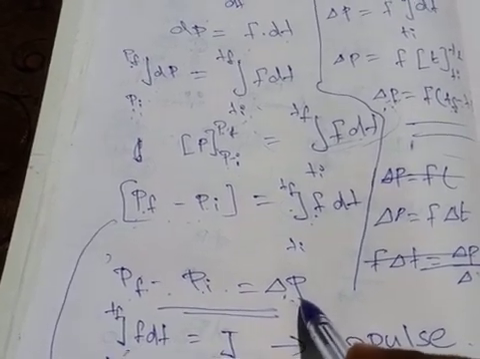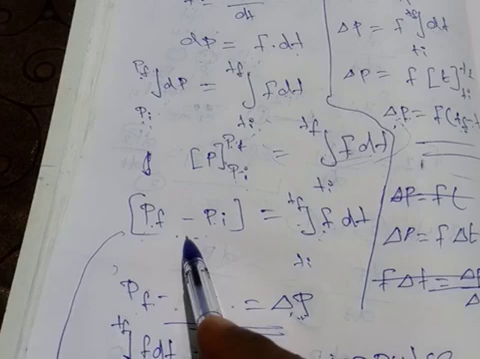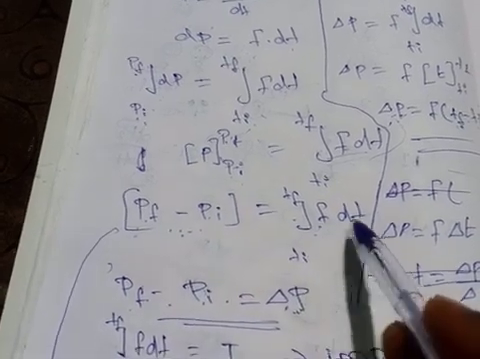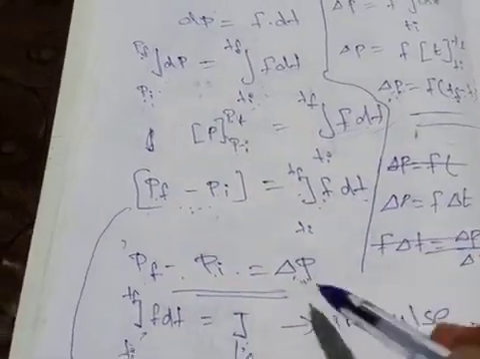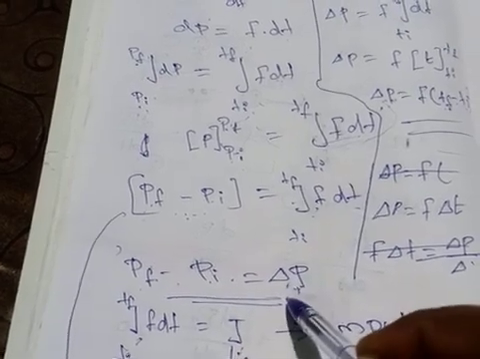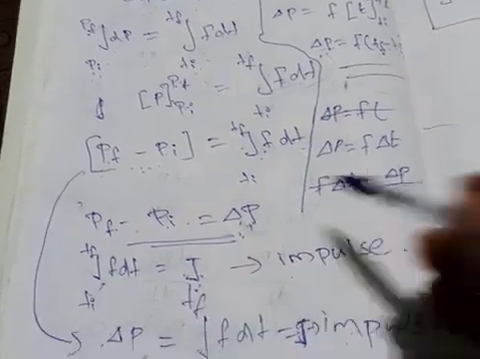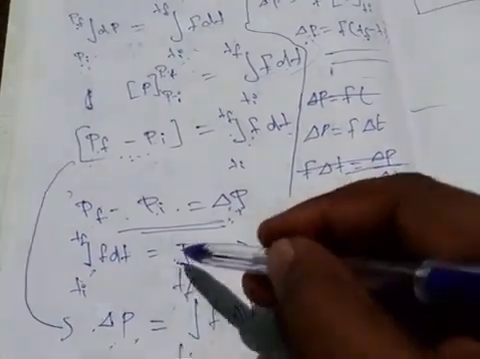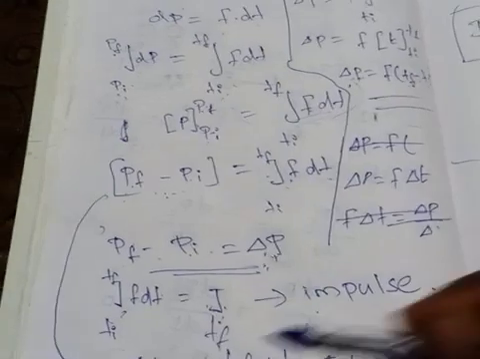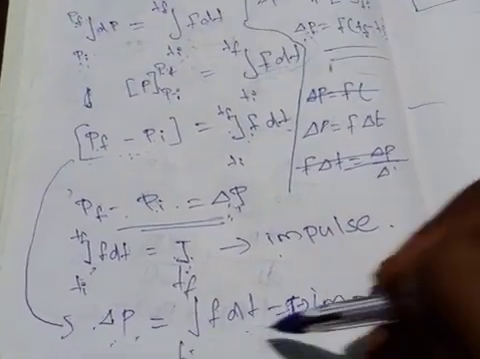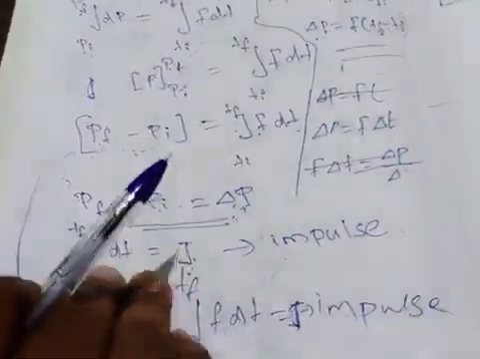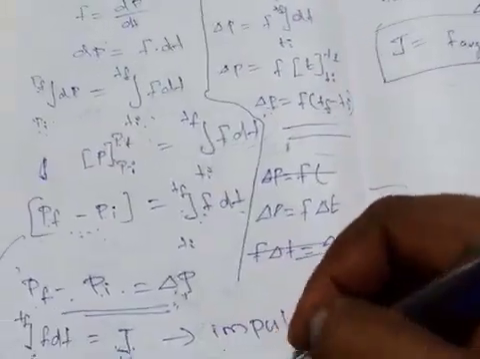So what does Pf minus Pa mean? Pf minus Pa we can write as delta p. So if you write delta p here, what will happen? Delta p is equal to F into delta t, and that delta p means change in momentum, which is equal to the impulse J. So that is what we have written here: delta p is equal to J. So change in momentum is also equal to the impulse.